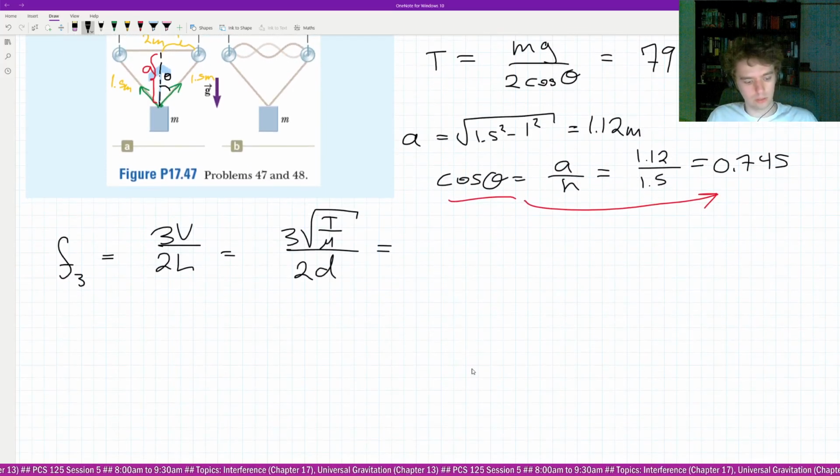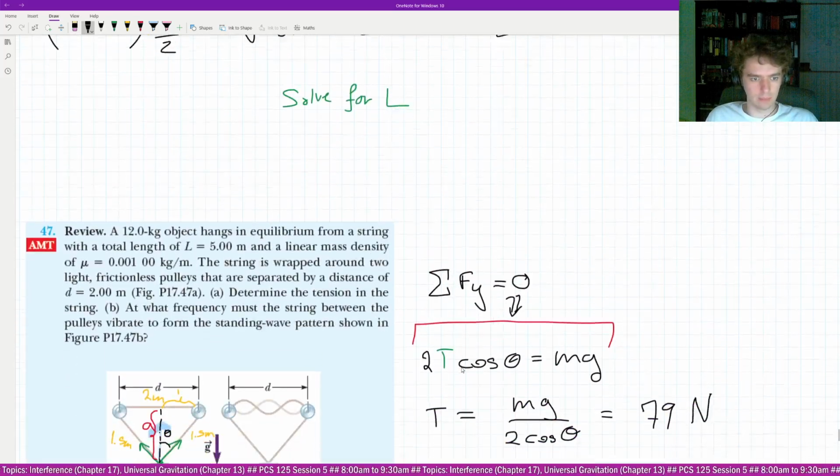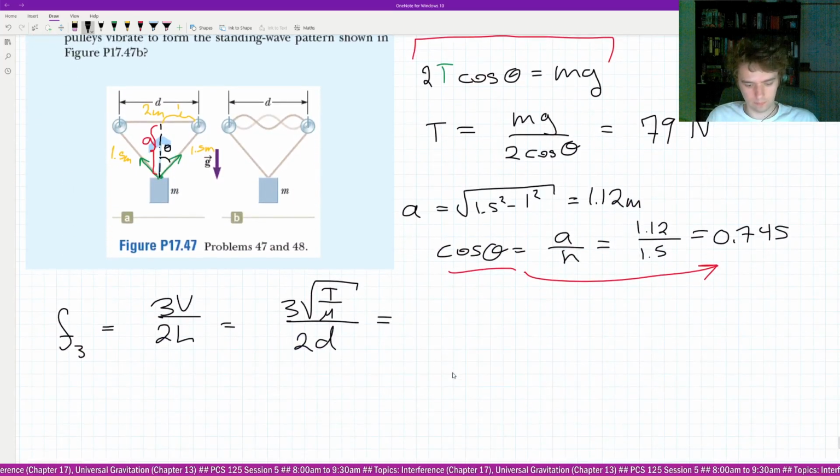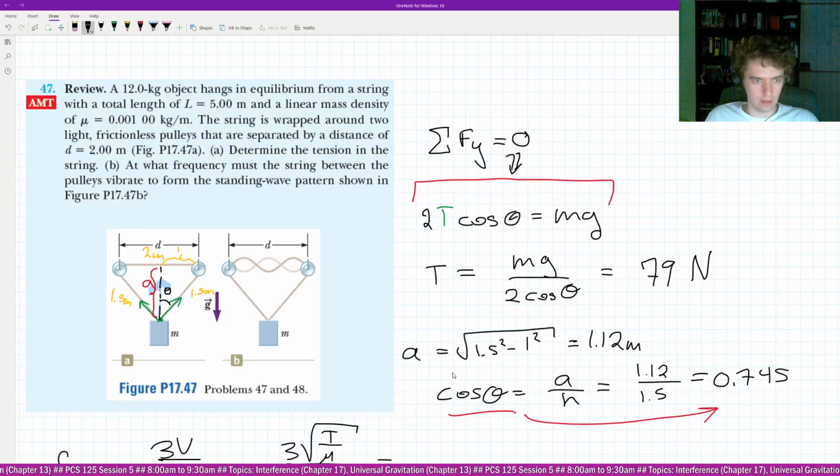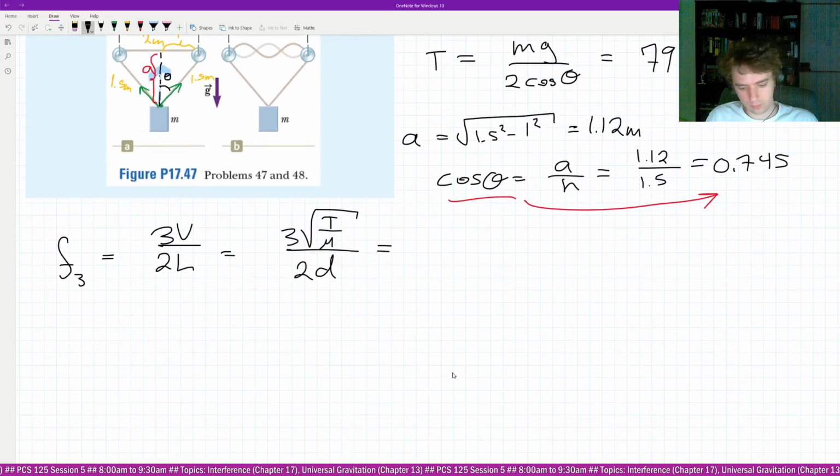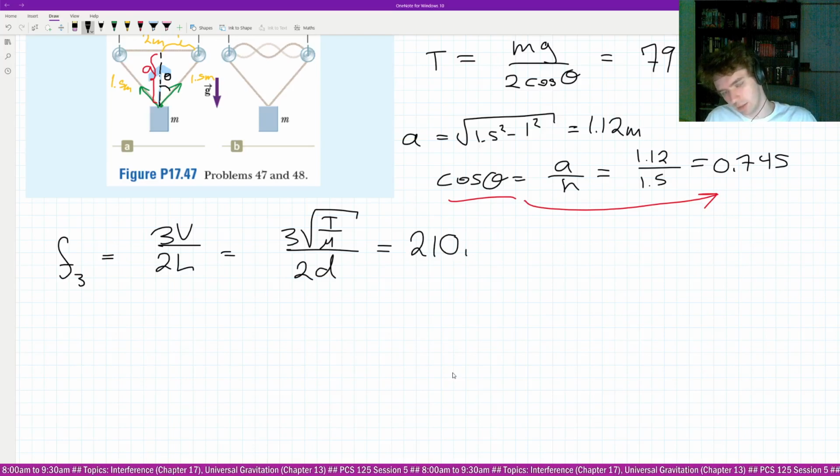And just plug everything in. So it's just going to be 3 times the square root of 79 over, they give us the mass density, 0.001, over 2 times 2. So I get the frequency needs to be 210.8 hertz.